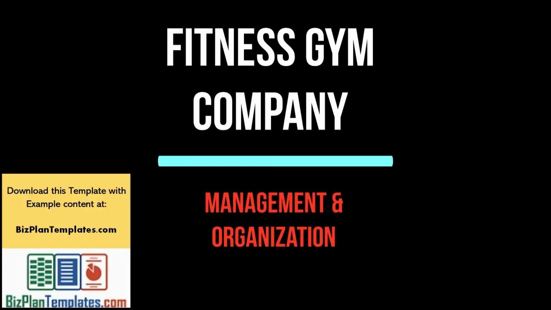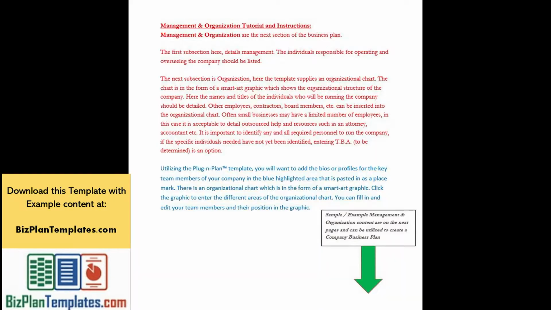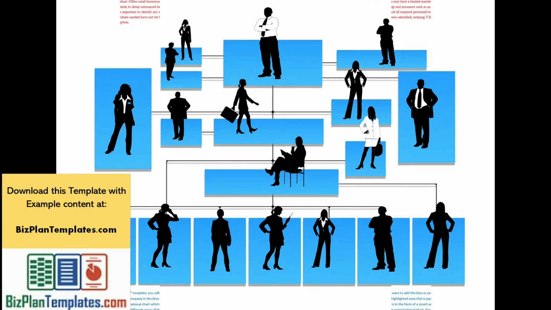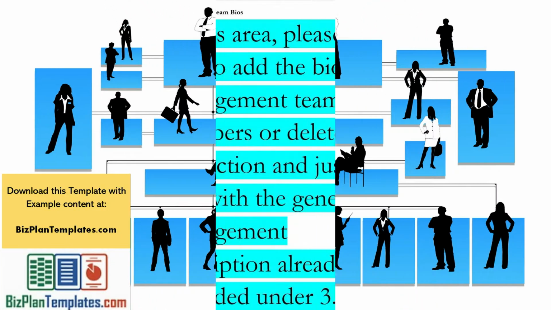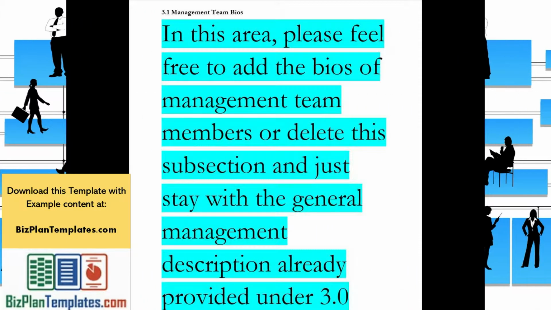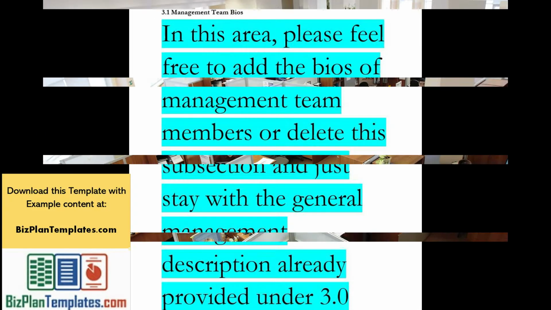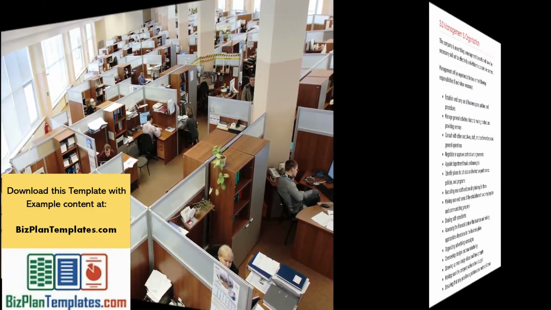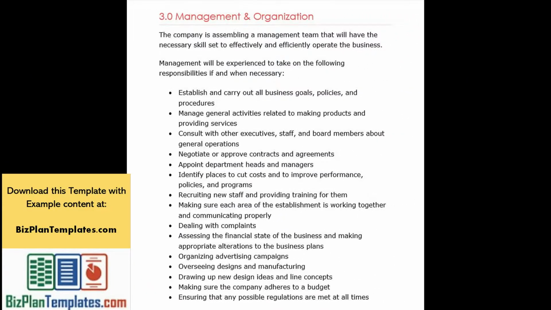Management and Organization Tutorial and Instructions. Management and organization are the next section of the business plan. The first subsection here details management. The individuals responsible for operating and overseeing the company should be listed. The next subsection is organization. Here, the template supplies an organizational chart.